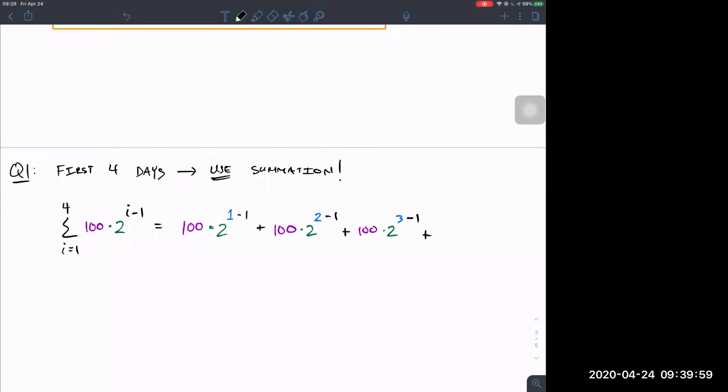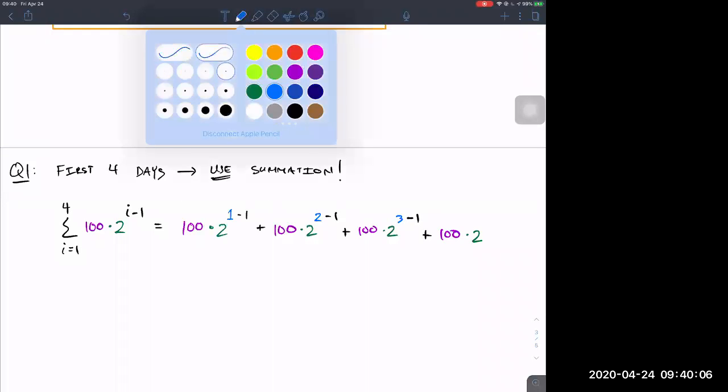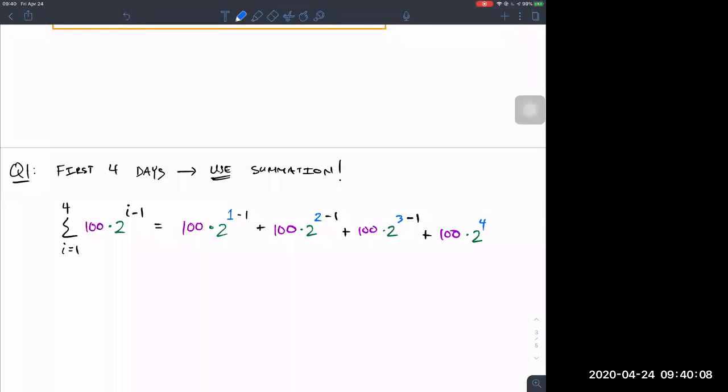And then you do it a 4th time. 100 times 2 to the 4 minus 1. Now there are graphic calculators that can do this a lot quicker.